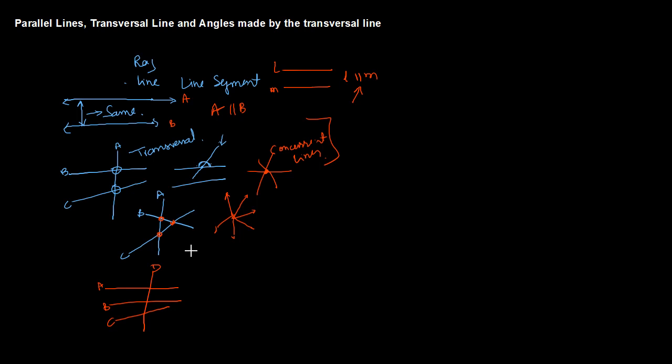A cannot be transversal line because it's only meeting D at one point. It's not meeting any other lines. So D is the only transversal line which is intersecting these three lines at three different points. One is here, another one is here, another one is here. Three different points. So this will become my transversal.